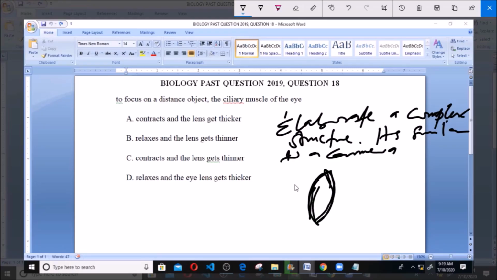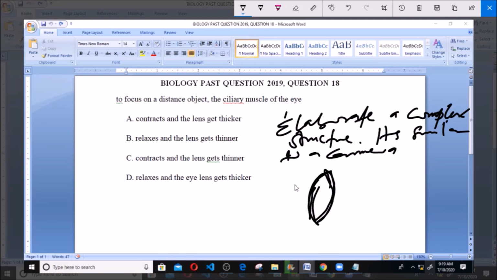Today we'll be dealing with Biology Past Question 2019, Question 18. To focus on a distant object, the ciliary muscle of the eye: A. contracts and the lens gets thicker, B. relaxes and the lens gets thinner, C. contracts and the lens gets thinner, D. relaxes and the eye lens gets thicker.